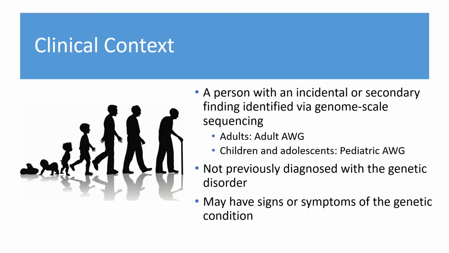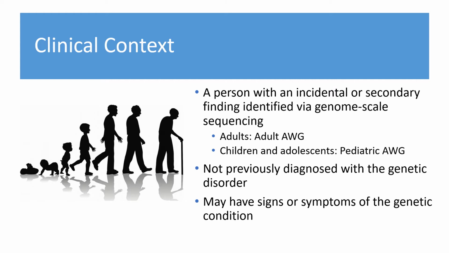The clinical context that we're working under when we're thinking of clinical actionability is that it's a person who's just been identified to have an incidental or secondary finding picked up through genome scale sequencing. So for the adult AWG, we assume the person is an adult. And for the pediatric AWG, we assume the person is an infant, child, or adolescent. We also assume that the person hasn't previously been diagnosed with a genetic disorder associated with the genetic finding they've just been identified to carry, though they may have signs or symptoms of the genetic condition.